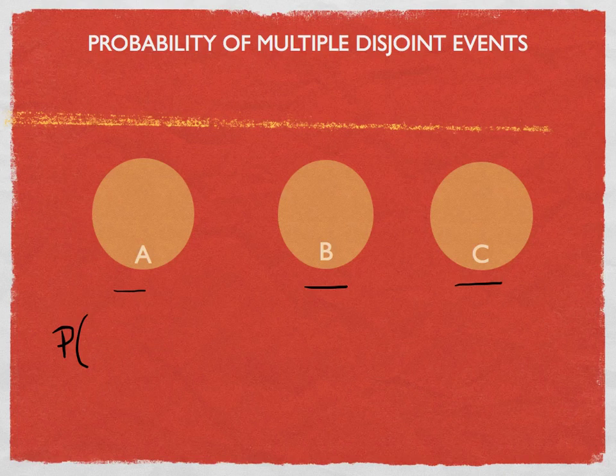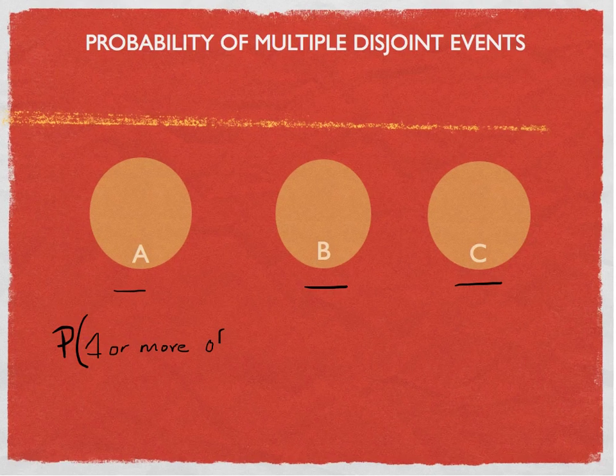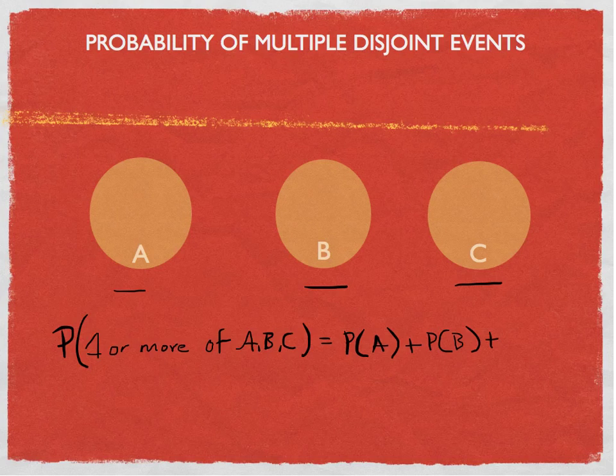The probability of one or more of either A, B, or C occurring is the probability of A plus the probability of B plus the probability of C. Now remember, this addition rule only works when these events are disjoint, meaning there is no overlapping and have possible outcomes that are in common.